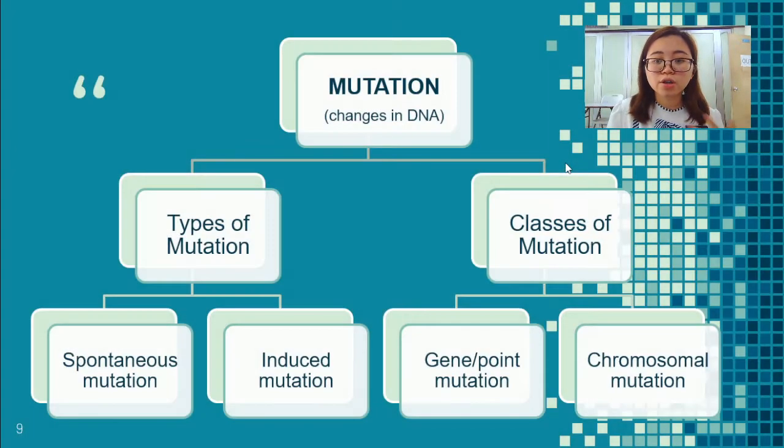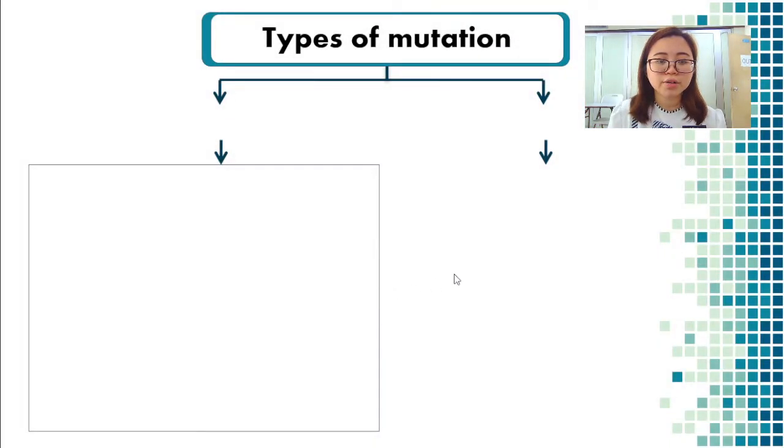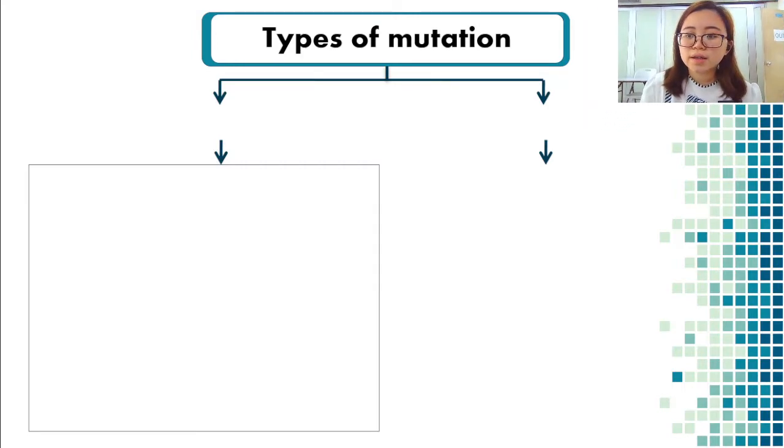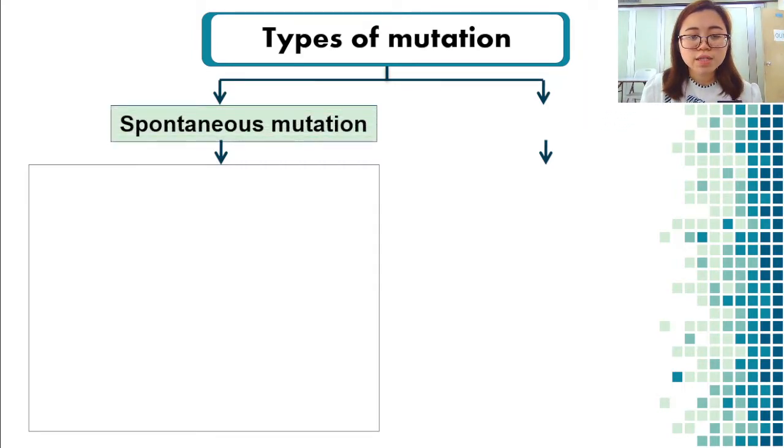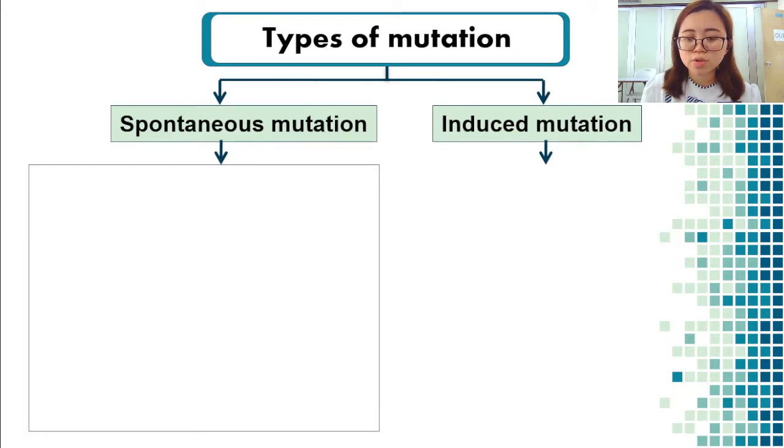Okay, we are going on to the next point. So now we're talking about mutation. So there's different types and different classes of mutation. We are going to first look at the two types of mutation, which is spontaneous mutation and induced mutation. Okay. Like I said, first type is spontaneous, second type is induced.